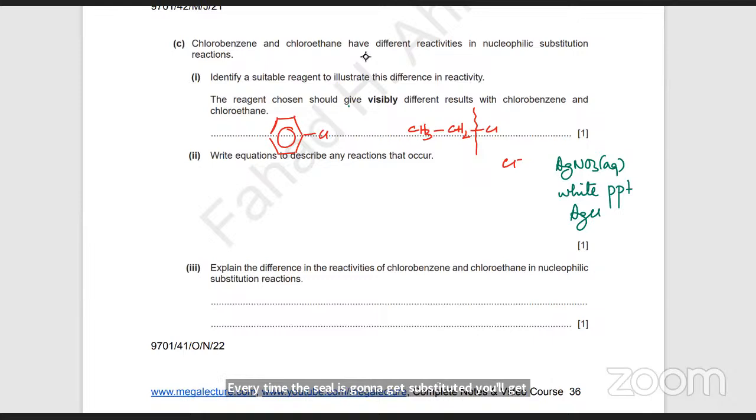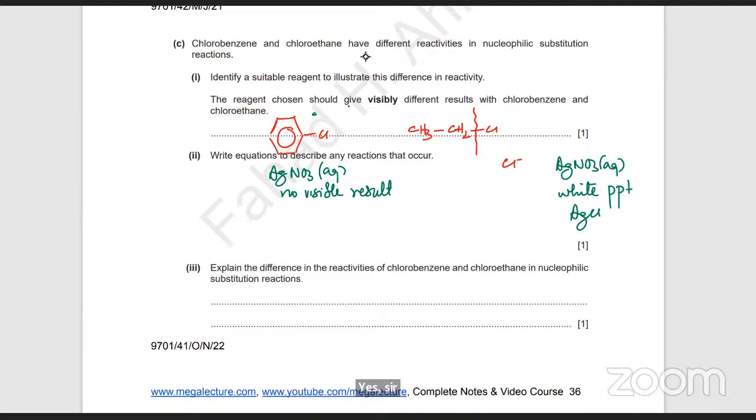For chlorobenzene, no hydrolysis will happen. So if you add silver nitrate aqueous over there, the Cl is not going to get knocked out. So no hydrolysis, no visible result in this case. ठीक है, ये बात clear है? Yes, sir.